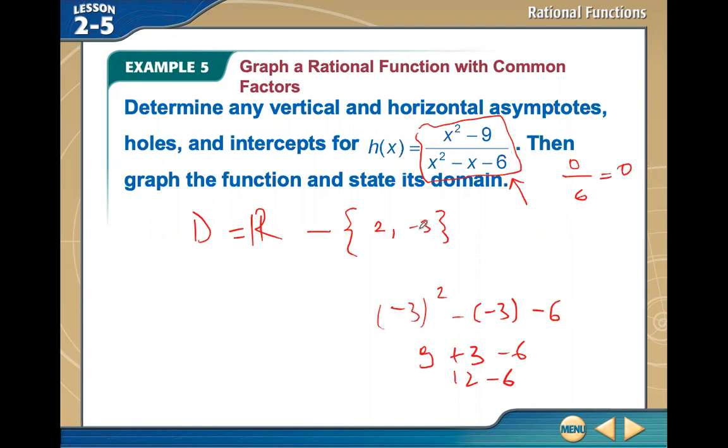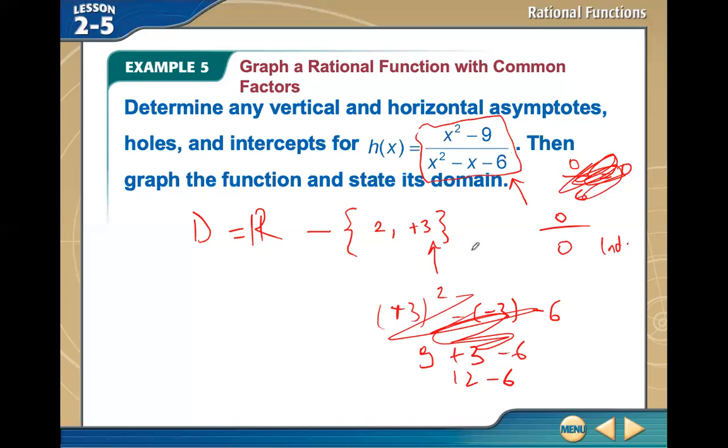It was negative 3 or positive 3, by the way. It was positive 3. So when we put the positive 3, let me do it again. Positive 3 squared is 9, 9 minus 3 is 6, 6 minus 6 is 0. Indeterminate. So if the thing is indeterminate, we have to think again and again.